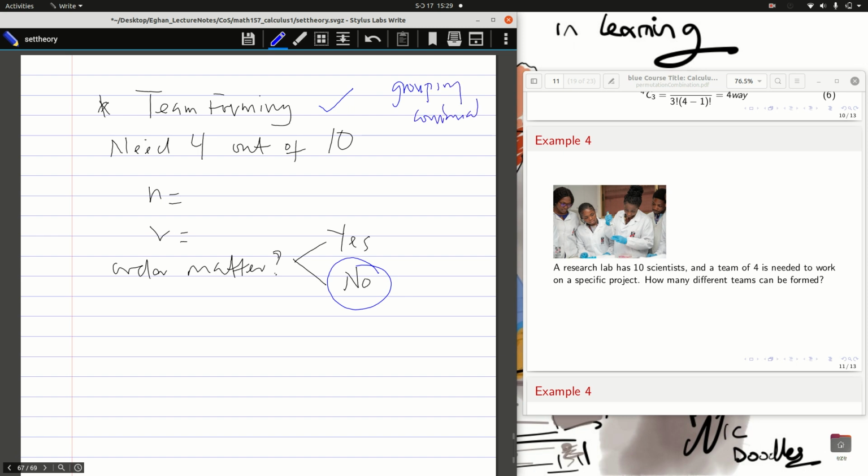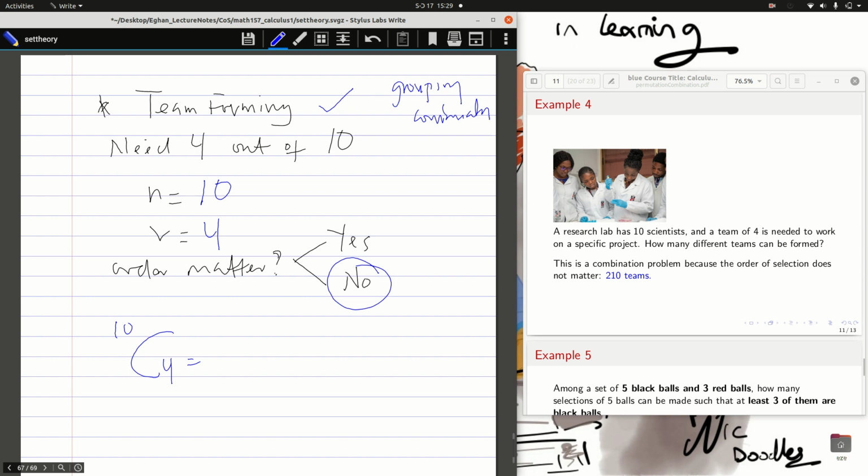We need 4, so it means my r is 4. I have 4 choices to make out of 10. I'm doing combination, and that is how simple this answer can be. When you solve this, because it's combination, this is the formula I need. Again, we are assuming no repetition of a person in forming the group of 4.